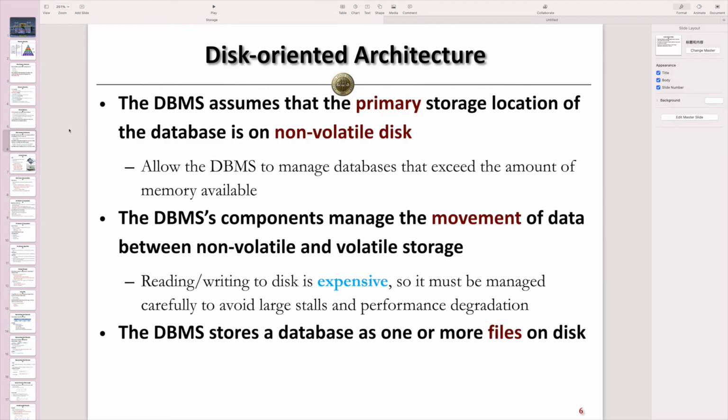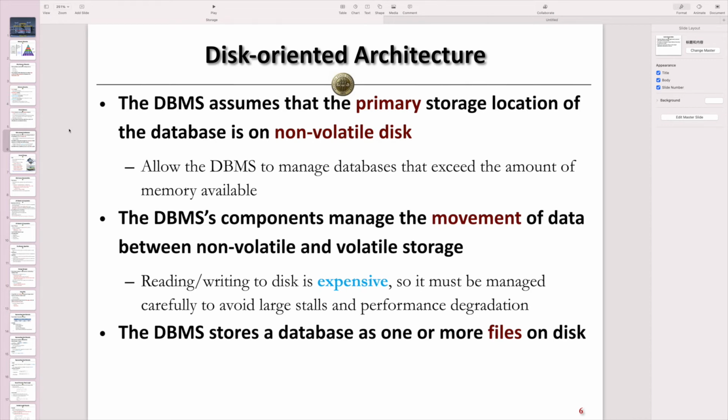Okay, let's come back to the DBMS. And DBMS works on the storage space we have in a computer or in a machine, right? Normally, the DBMS assumes that the primary storage location of the database is on a non-volatile disk. It allows the DBMS to manage a database that exceeds the amount of memory available. So normally, when we have a DBMS, the data we store in them can be several gigabytes, even terabytes, even larger. It is definitely larger than the memory space we have available. So it is actually on some hard drive or some other disks, right?